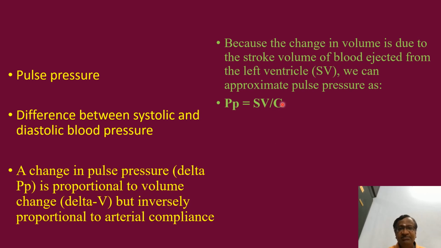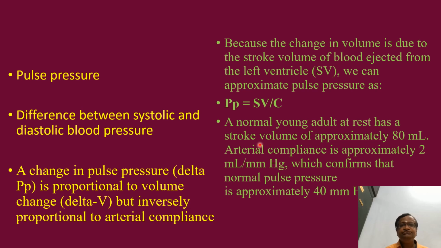If the compliance is high, pulse pressure is low. If the stroke volume is 80 ml and the compliance is high, that is 4, then the pulse pressure is 80 by 4, which is only 20 or so. If the compliance is 2, it is stroke volume by compliance 2. What is the compliance? I'll tell you: with 80 ml and an arterial compliance of 2 ml per mmHg, a normal pulse pressure is 40.